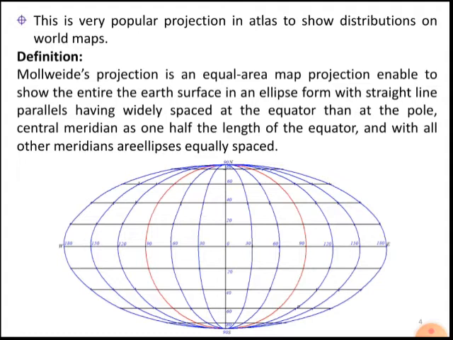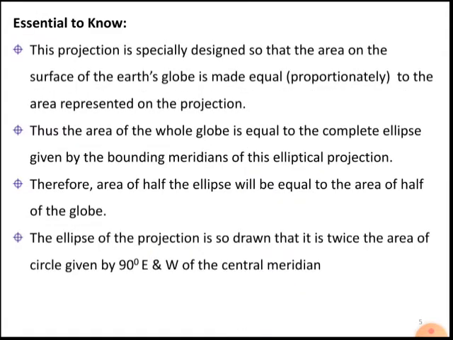So if you want to define this picture, you can say the Mollweide projection is an equal area map projection able to show the entire earth surface in an ellipse form, with straight line parallels widely spaced at the equator than at the pole, the central meridian being one half the length of the equator, and with all the other meridians being equally spaced ellipses. So this is one of the unique projections. Essential information to know about this projection.